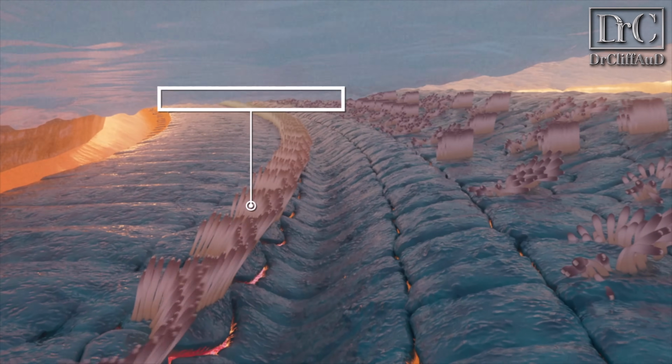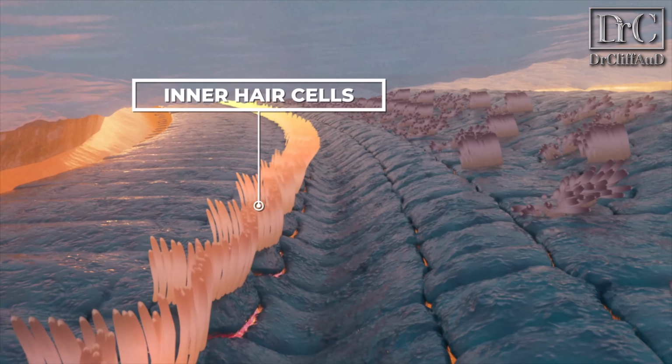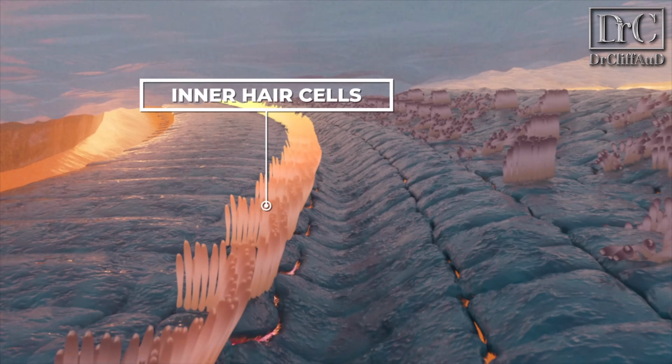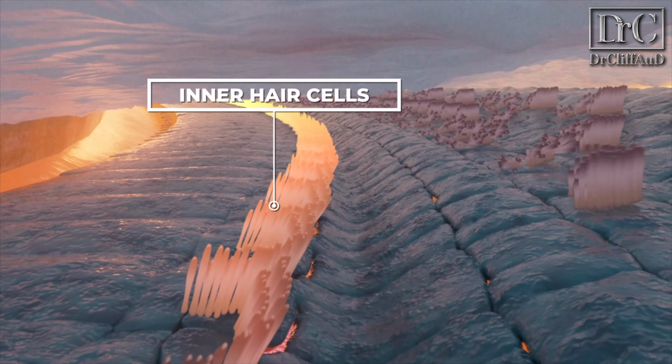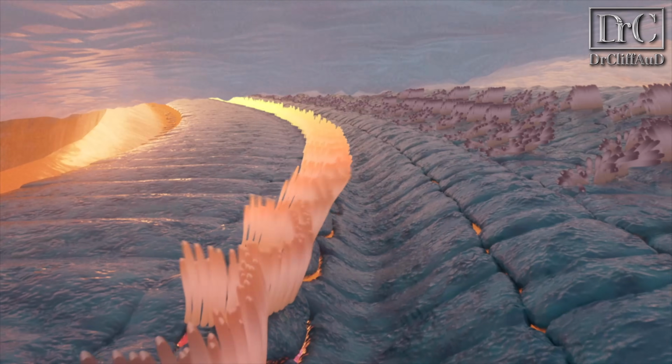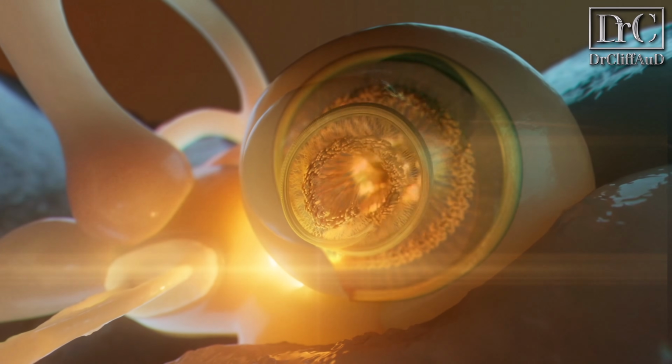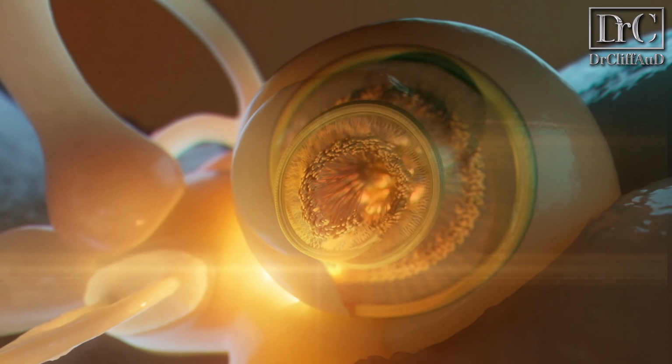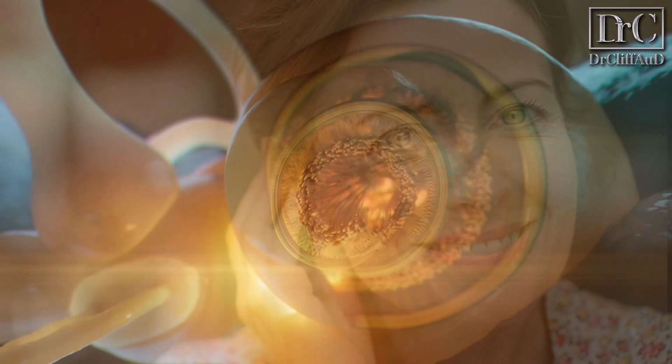Once the inner hair cells receive these amplified vibrations of sound, despite missing or damaged outer hair cells, they are once again able to create neural impulses that travel up the auditory nerve to the brain, effectively restoring hearing.